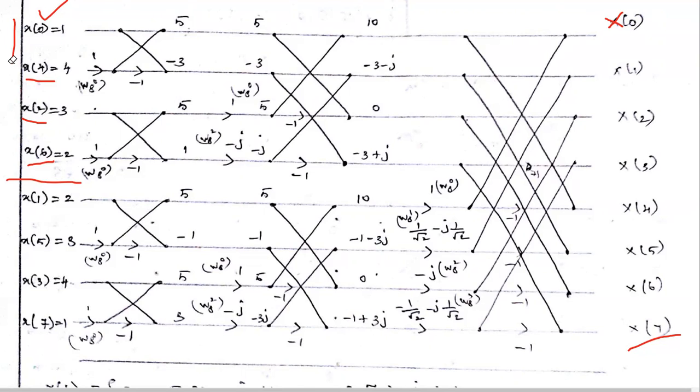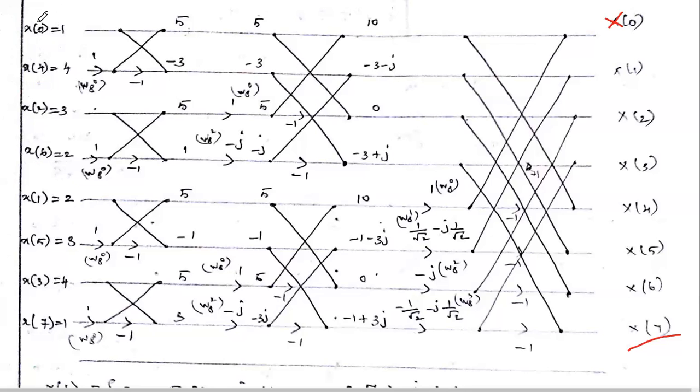The first 4 data applied to the butterfly diagram are the even indexed values, and the next 4 data are the odd indexed values. So what is our given data? 1, 2, 3, 4, 4, 3, 2, 1.